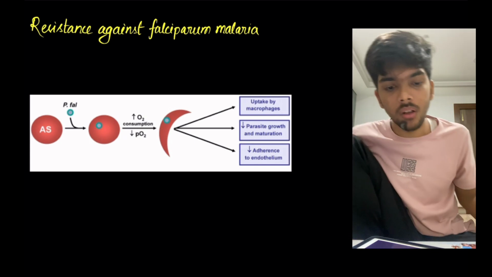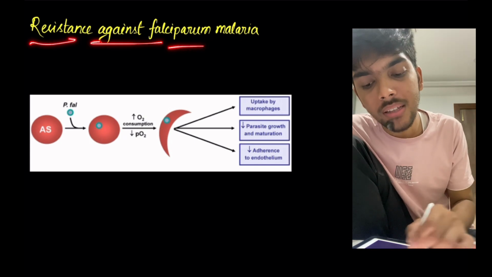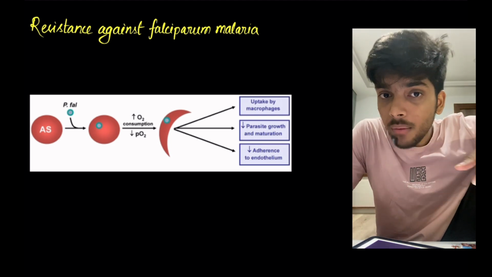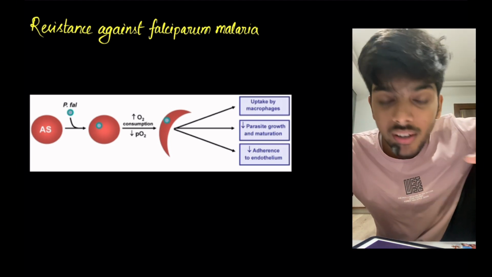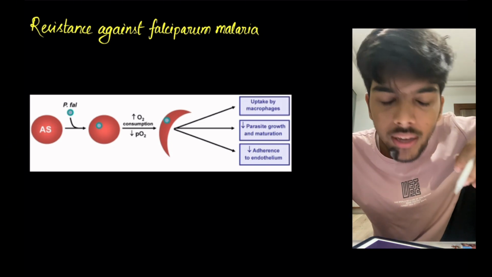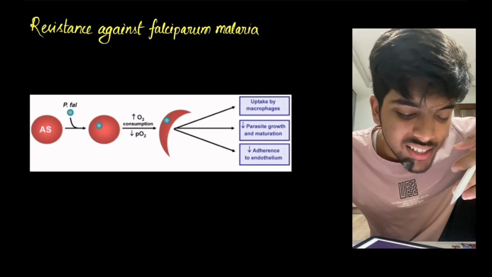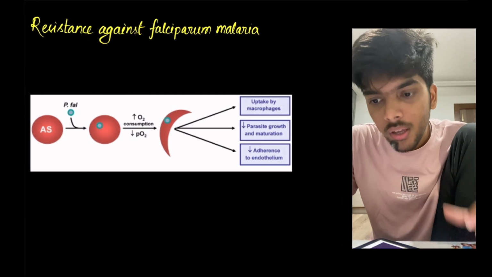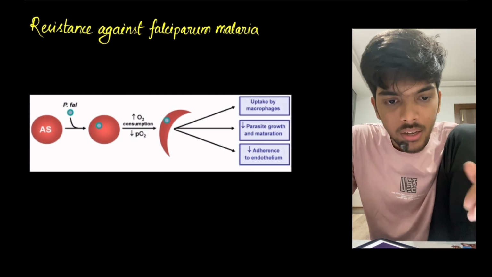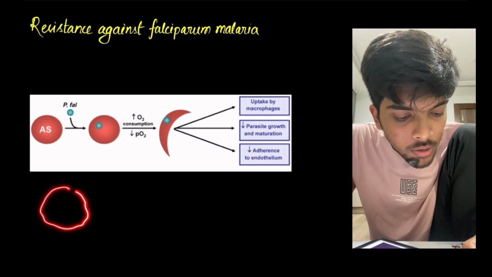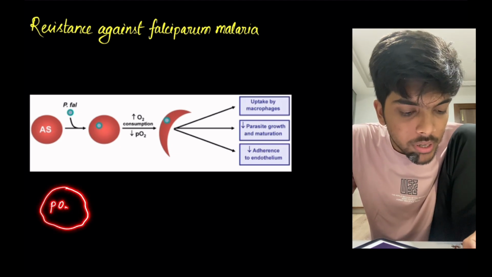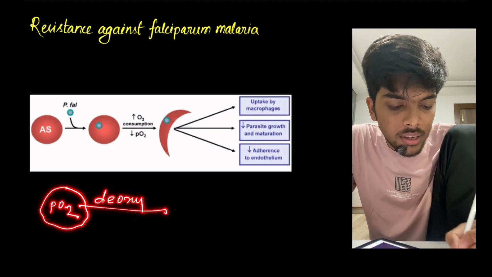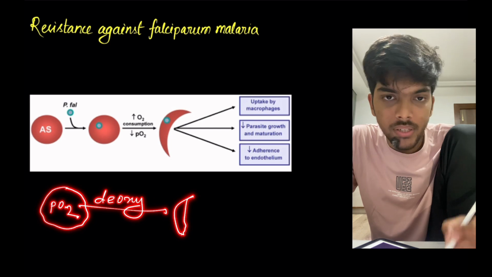Okay, final concept, resistance against falciparum malaria. Sickle cell anemia might be a bane, but for this particular thing, it's a boon as well. Why are people with sickle cell anemia resistant to falciparum malaria? This is why. As I said earlier, even the cells of sickle cell anemia are distended when oxygenated due to partial pressure of oxygen. But once they get deoxygenated, they turn into sickle cells.